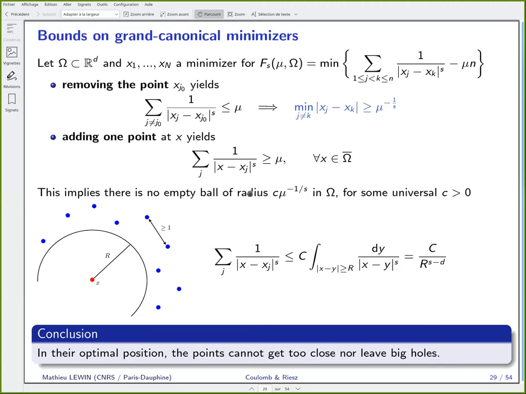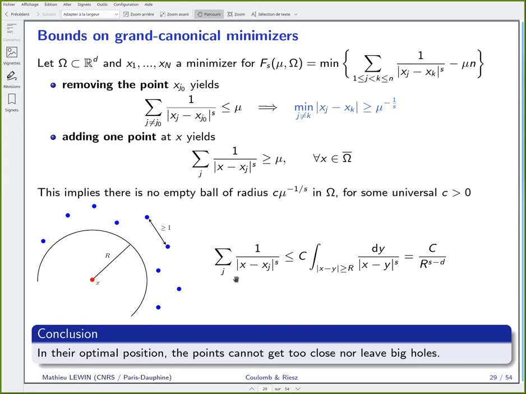Well, this tells me that I cannot have very large holes in my system, because imagine I have a huge, huge ball where I have nobody. Then let me take x to be at the center of that ball. That's the picture here. So let me assume that there is a huge ball where there's no point in omega, and let me take x in the center of that ball. Then I know that all the other points are outside of the ball. And I also know that the minimal distance between these points is bounded by mu to the minus one over s. I mean, by scaling, I can always assume mu is one. So I have a huge ball where I have nobody except that x in the middle, and then I have points far away with a minimal distance to each other.